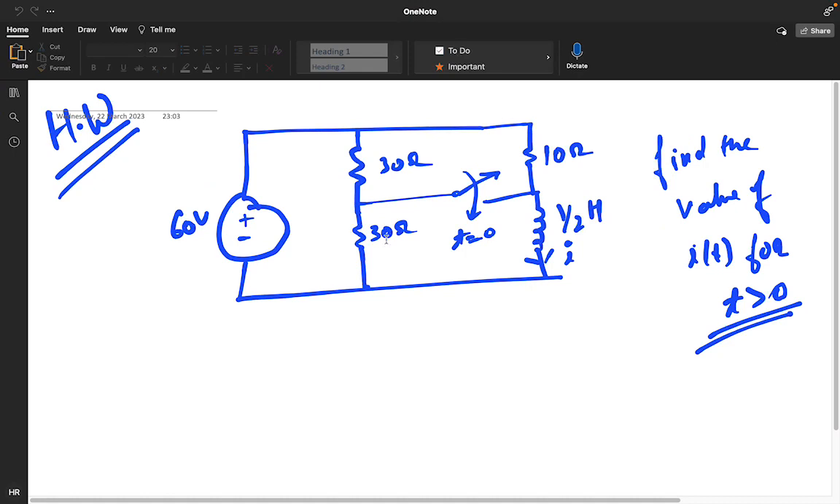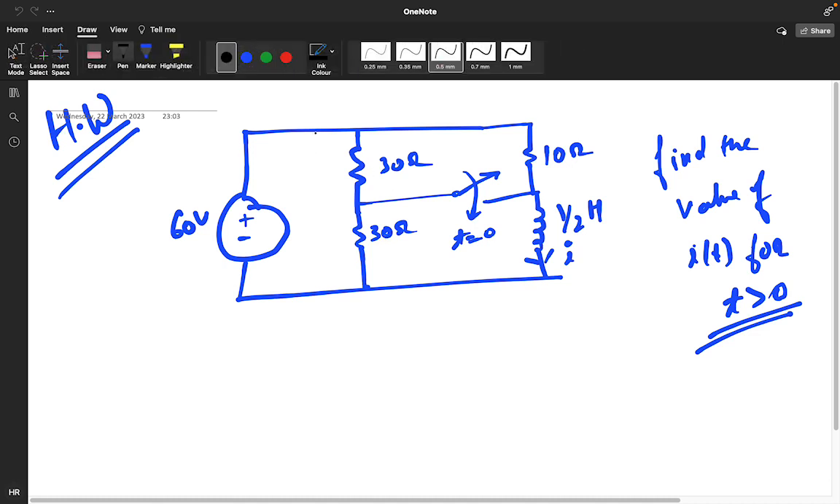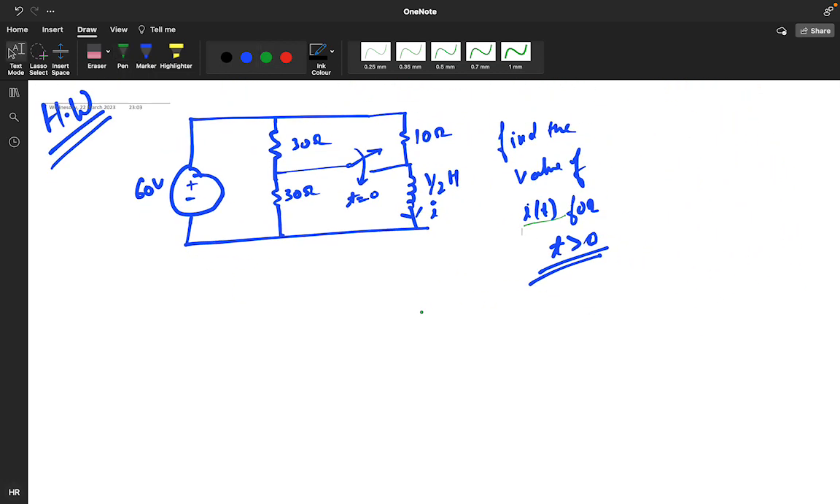So yeah, actually we were discussing these questions yesterday. We need to find the value of I of t. For this, how will the initial switch be connected? Before t equals 0, the switch is coming down. So before coming down, my figure would be like this: 60 volt.